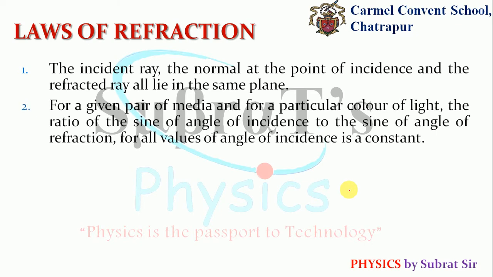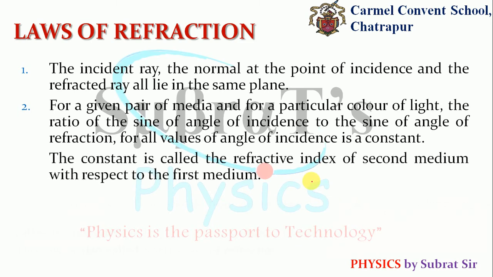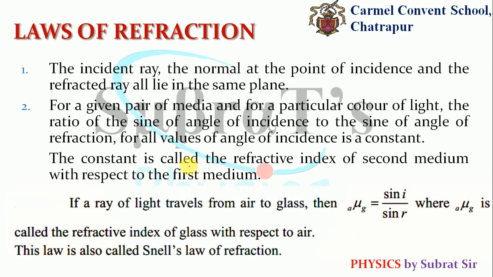For a given pair of media and for a particular color of light, the ratio of the sine of the angle of incidence to the sine of the angle of refraction, for all values of angles of incidence, is a constant quantity. What does that mean? That constant quantity is called the refractive index of the second medium with respect to the first medium.